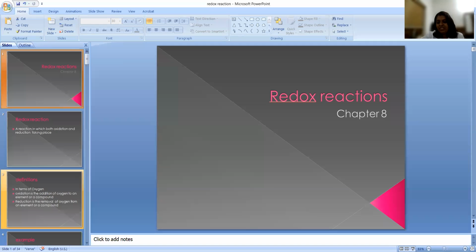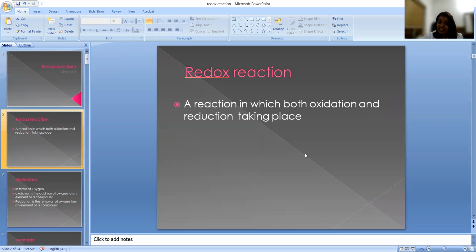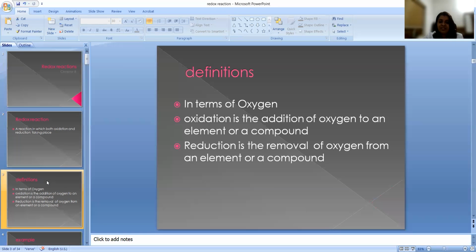First of all, we want to understand what a redox reaction is. A redox reaction is a reaction in which both oxidation and reduction take place. In that particular reaction, there must be simultaneous oxidation and reduction. Now let us see the different definitions for oxidation and reduction.